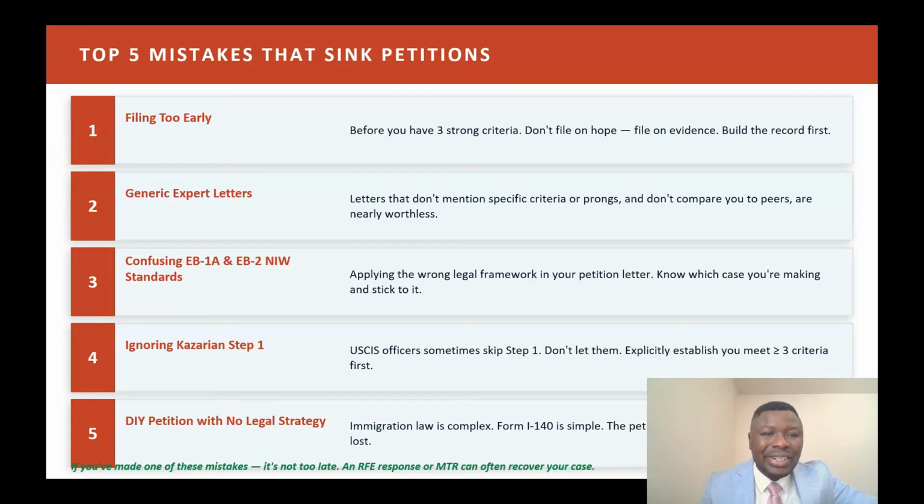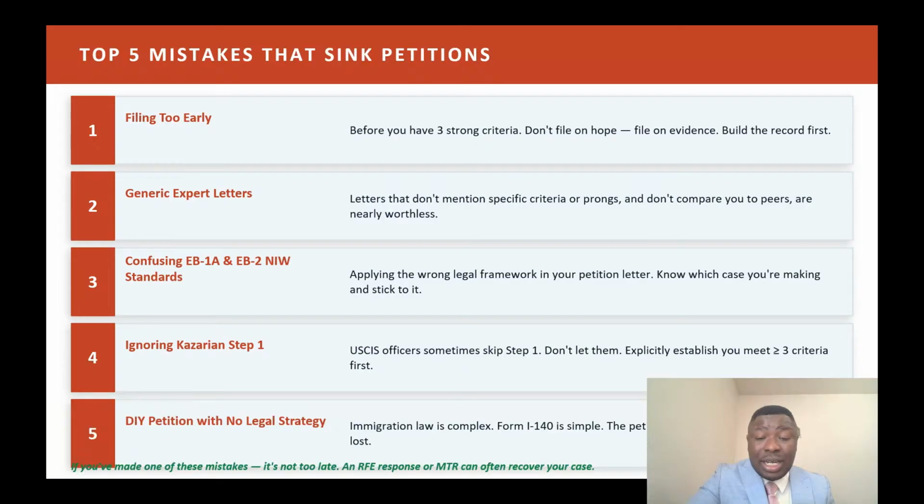Number 2, generic expert letters. Letters that don't mention specific criteria or prongs and don't compare you to peers are nearly worthless. So do not use generic expert letters. There are certain things that USCIS is looking out for in your expert letters. Number 3, confusing EB1A and EB2 NIW standards.